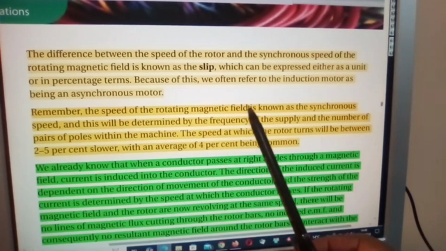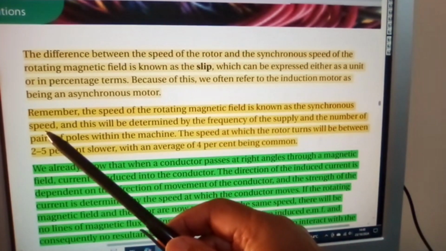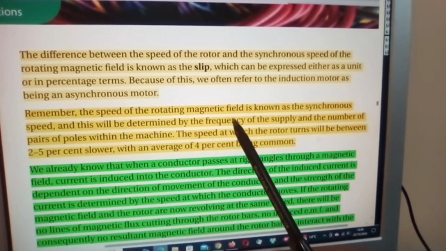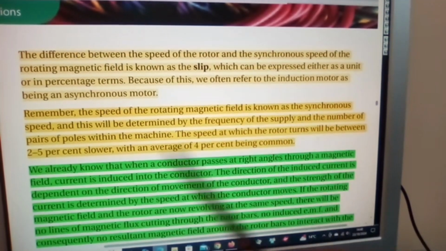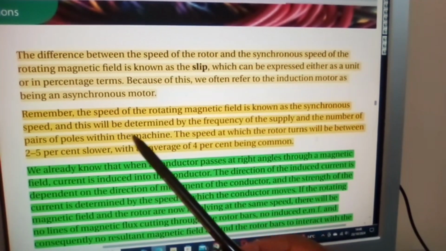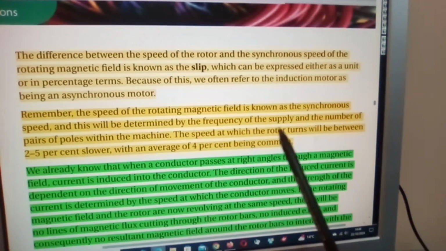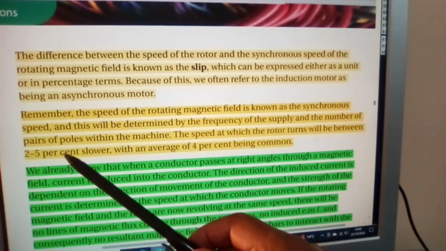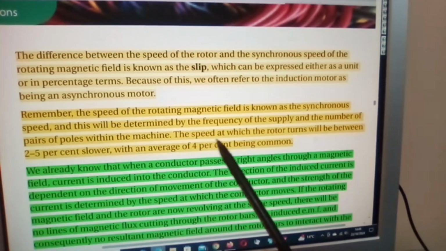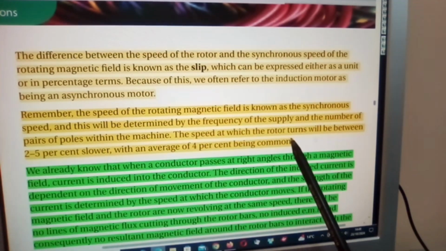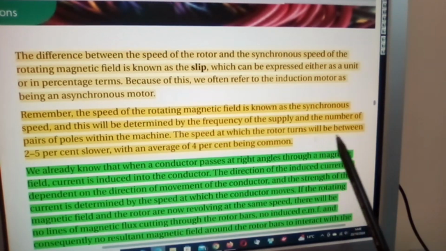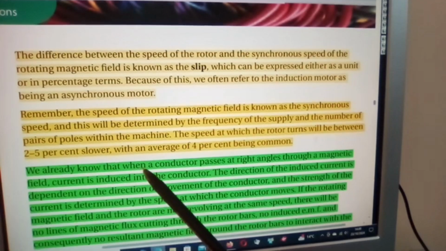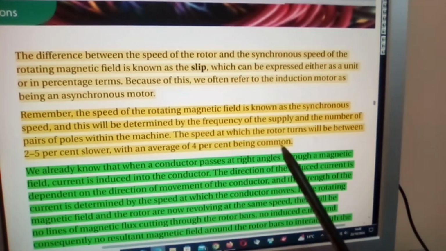Because of this, we often refer to the induction motor as being an asynchronous motor. Remember, the speed of the rotating magnetic field is known as the synchronous speed, and this will be determined by the frequency of the supply and the number of pairs of poles within the machine. The speed at which the rotor will turn will be between 2 to 5% slower, with an average of 4% being common.